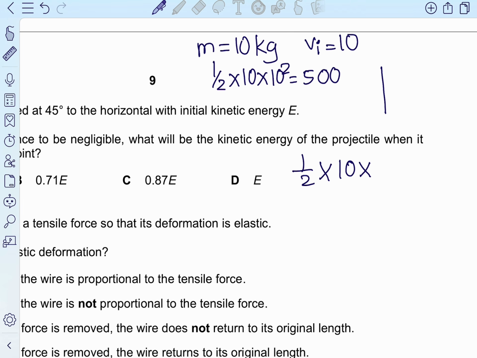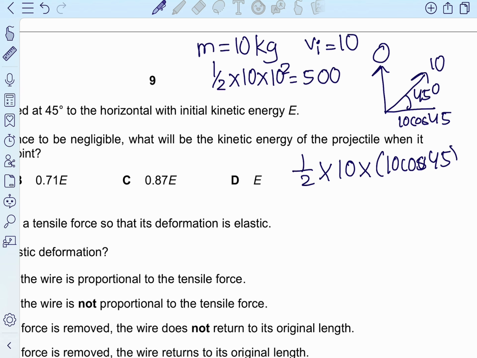Now, for example, let's say this is your velocity, 10, and this is your theta value, which is 45. So the horizontal component would be 10 cos 45. When you reach the top, this 10 cos 45 would remain the same, whereas the vertical value would be 0 because you are at the top, so it'll be stationary. So 10 cos 45, and obviously we'll square this as well.